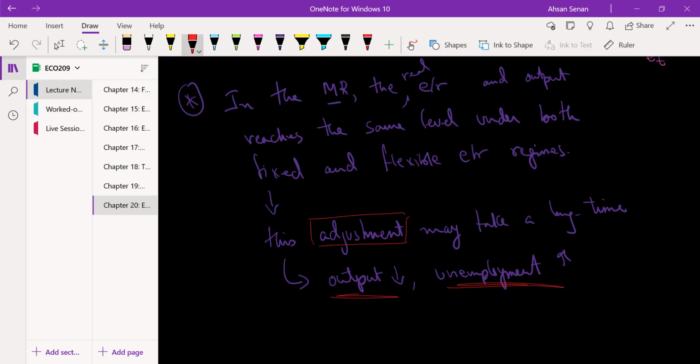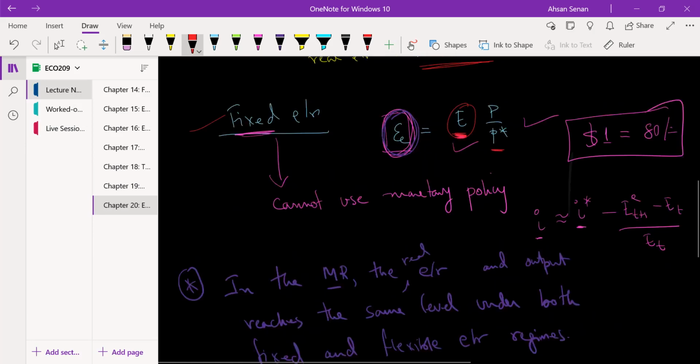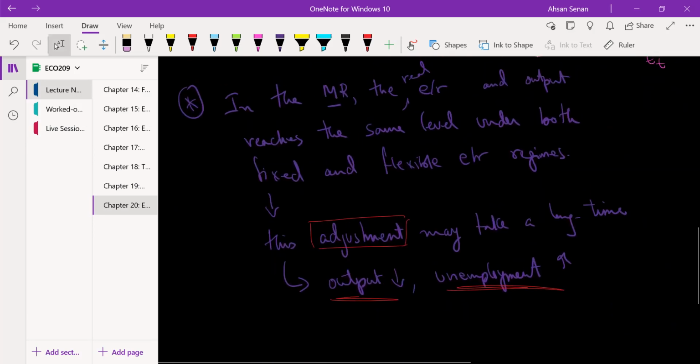Okay, so of course, I keep talking about adjustment. In the next video, let's actually take a look at how this adjustment takes place. I've talked about the theory. The theory is that we arrive at the same place, but one takes longer than the other. Next video, let's take a look at the adjustment and how that happens.